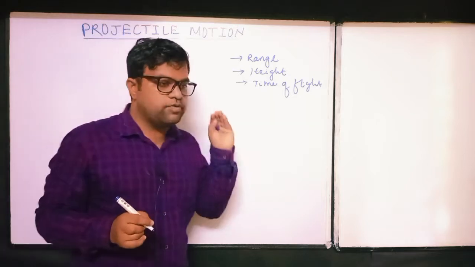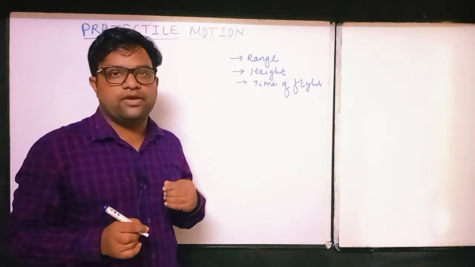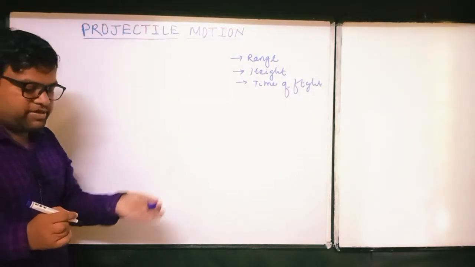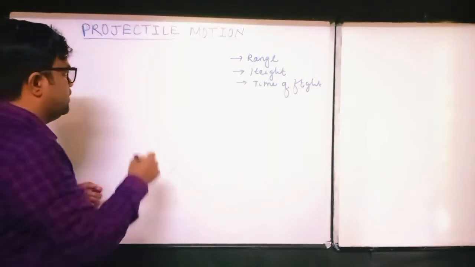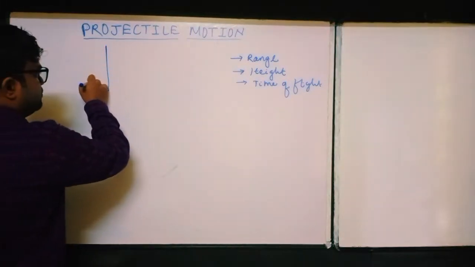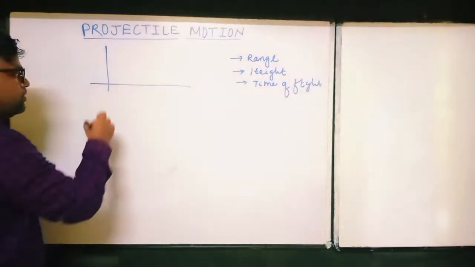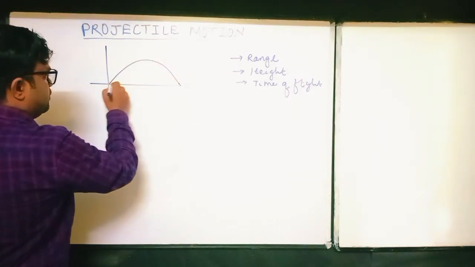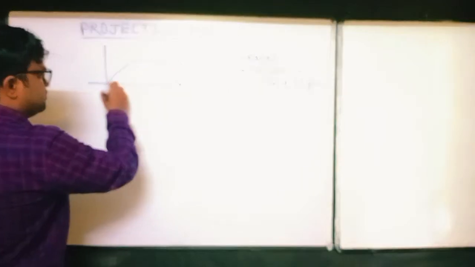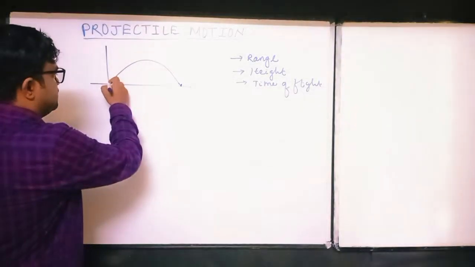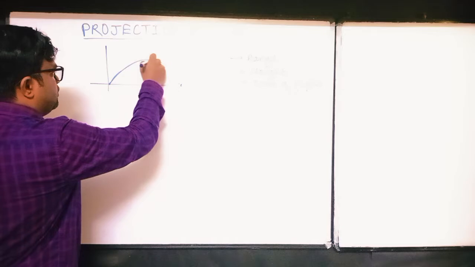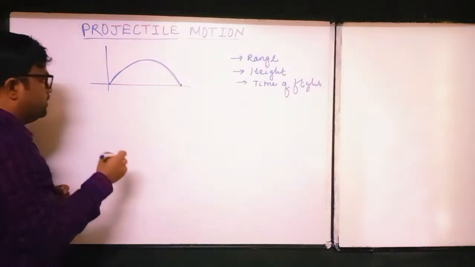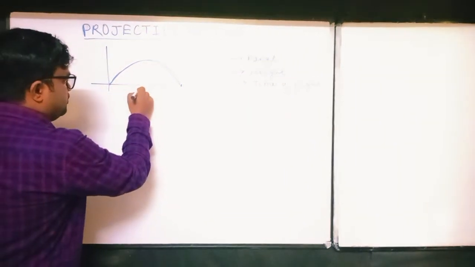Now we will neglect the air resistance. Let's say an object is thrown, right, making some angle theta with the horizontal, and the motion is like this. So from here to here the object is traveling under the action of gravity only, and this is called range.